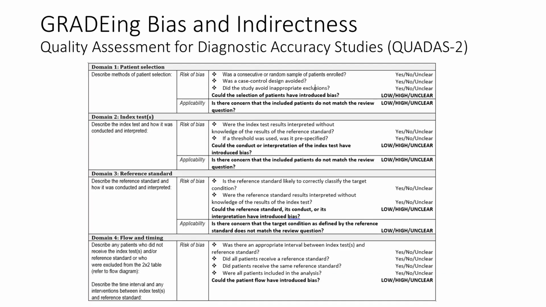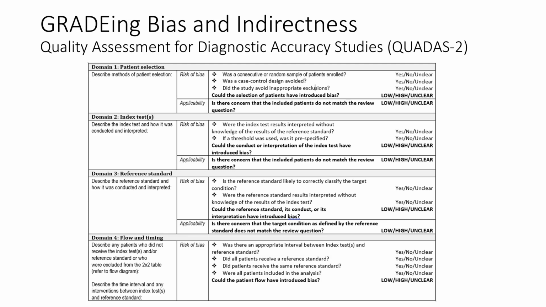The QUADAS tool is a helpful tool to assess risk of bias and indirectness in diagnostic test studies. The QUADAS tool is split up into 4 domains: patient selection, index tests, reference standard, and flow and timing. In assessing risk of bias for patient selection, you'd want to check if a consecutive or random sample of patients were enrolled. You'd also want to check if a case control study was avoided and whether or not the study avoided inappropriate exclusions. Based on these 3 criteria, you would then make a determination if there was a high, low, or unclear risk of bias.